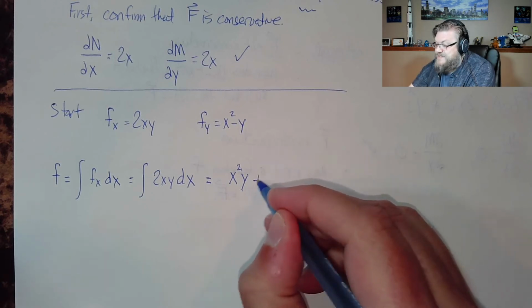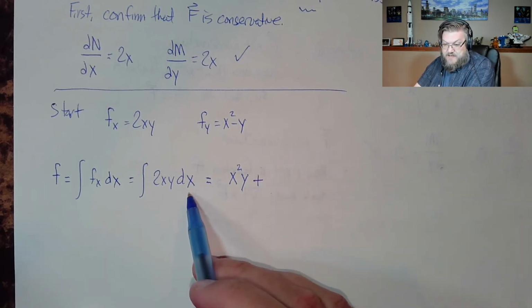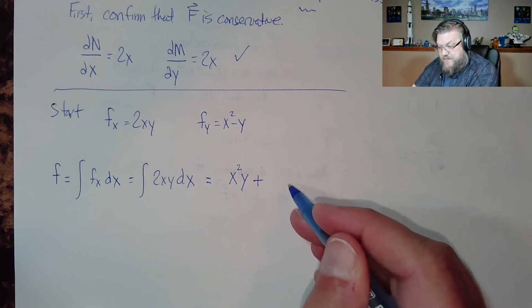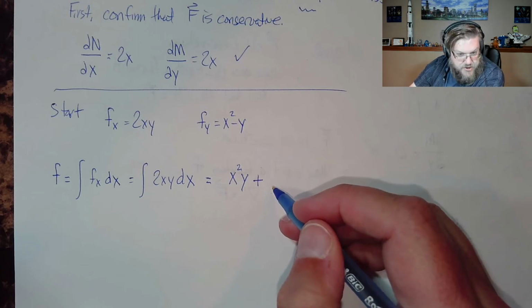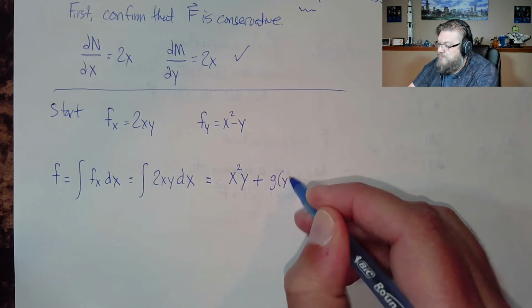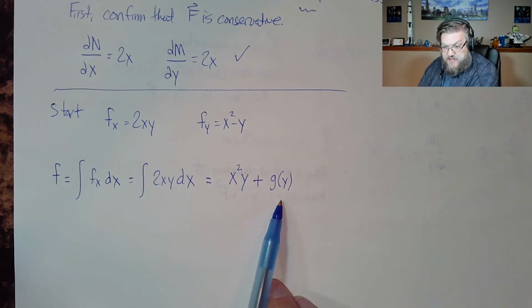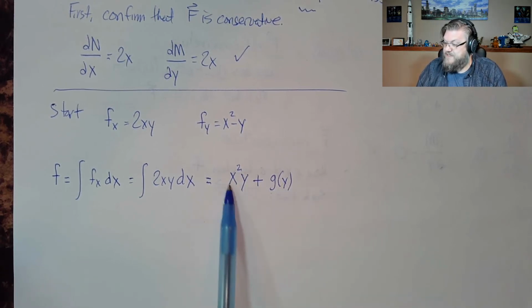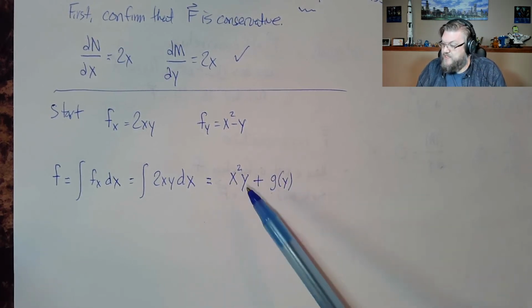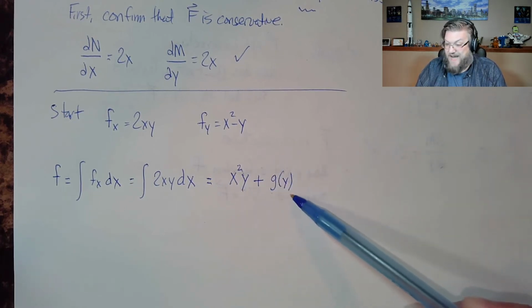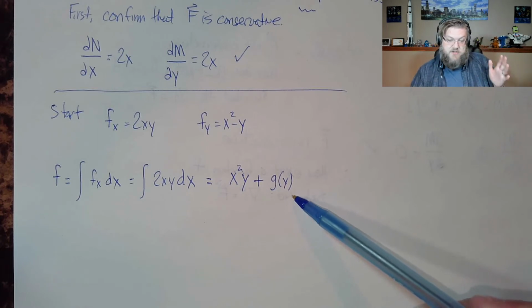Now I get a plus constant, but remember, since I'm only integrating with respect to x, this is not just going to be a plus c. This could be literally any function of y. So let's call that g of y. Right? Let's call that g of y. And notice this makes sense if you go backwards and take the derivative of this with respect to x. You're going to get 2xy, and then you're going to take the derivative of this. I don't know what that is, but if it's only a function of y, taking its derivative with respect to x gets me 0.